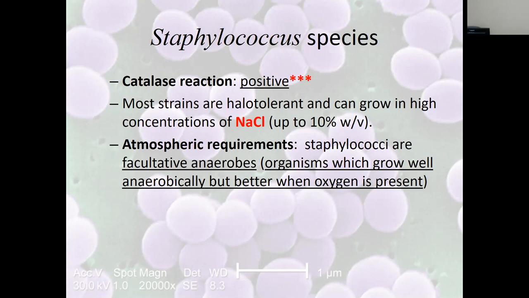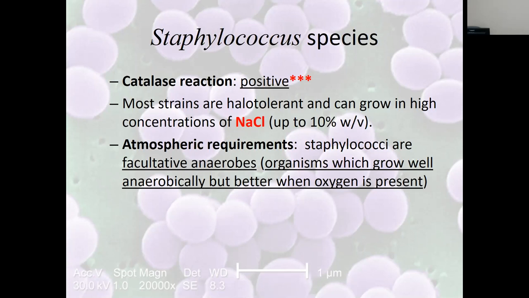Most strains of staph are halotolerant, which means they can grow in high concentrations of salt, which is sodium chloride. Okay, and we're actually going to have a plate called mannitol salt. We'll see pictures of it in a minute.